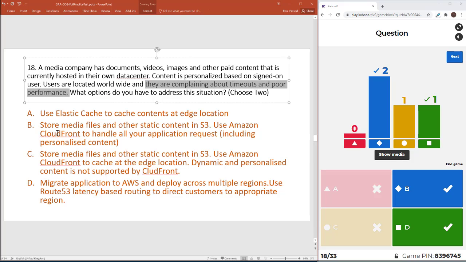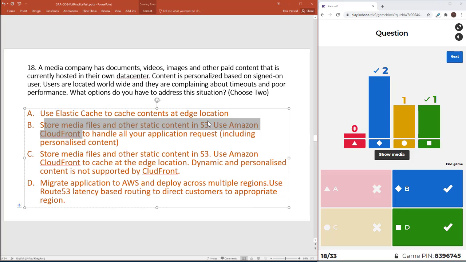So you can always use CloudFront to reach your global users. That's the content delivery network. You can also use CloudFront for specific user signed URLs, so that whoever has that URL will be the only one able to access it. So option B seems to be correct, that you can use S3 to store the content and CloudFront to reach out to the global users and also for the personalized content.